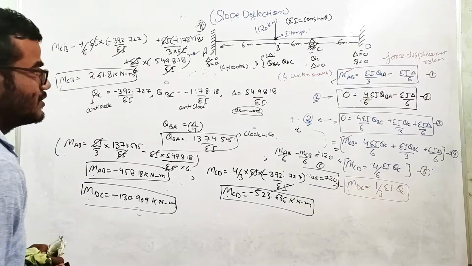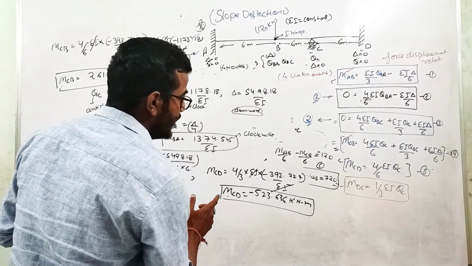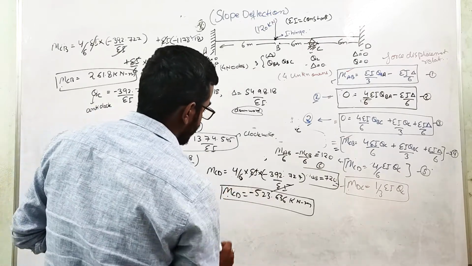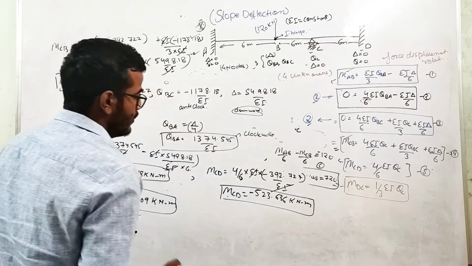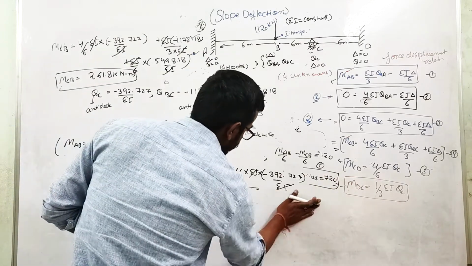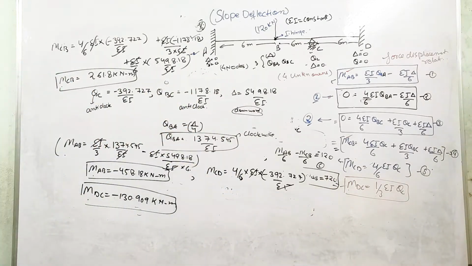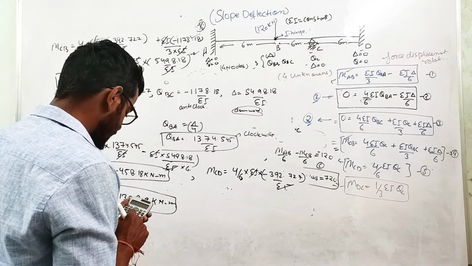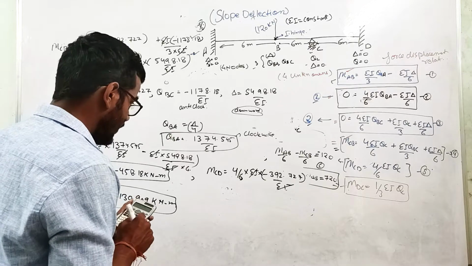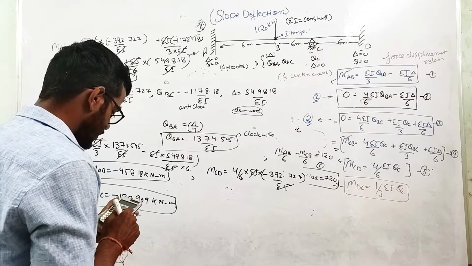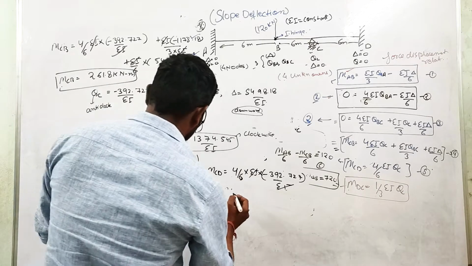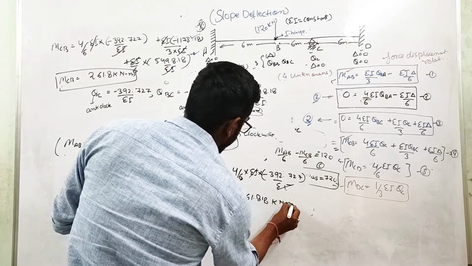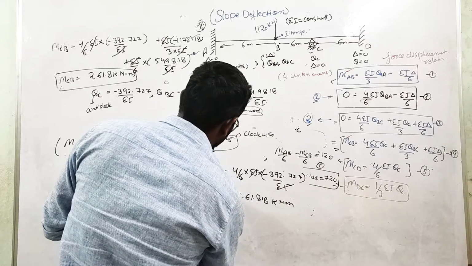Guys, we need to change this value. Here we need to put MCB, which is basically 4 by 6 of theta C. Okay, so this value is wrong. If you calculate this value, this will be 4 into minus 392.727 divided by 6. This is minus 261.818. Okay.